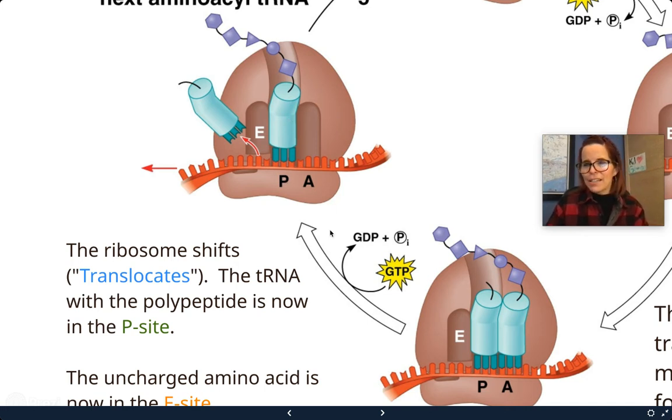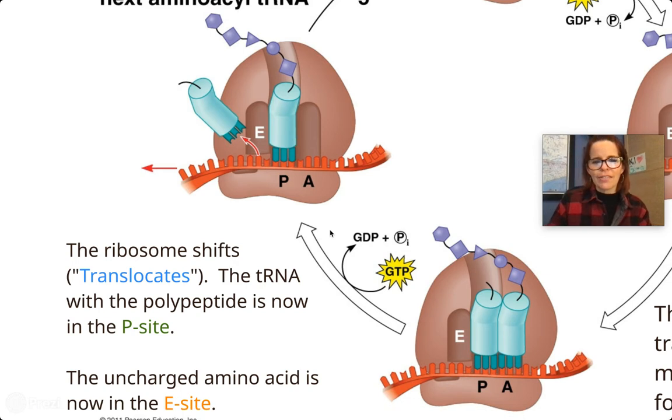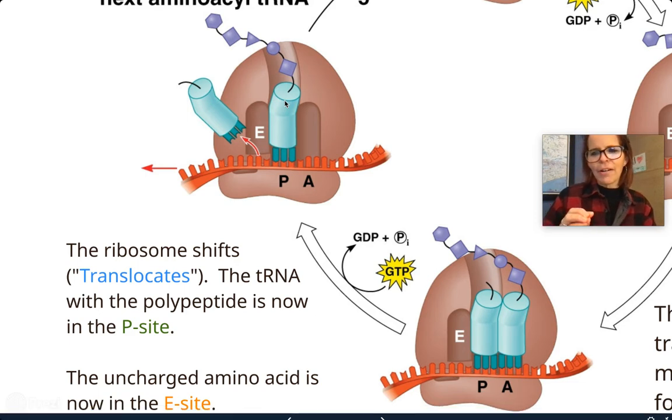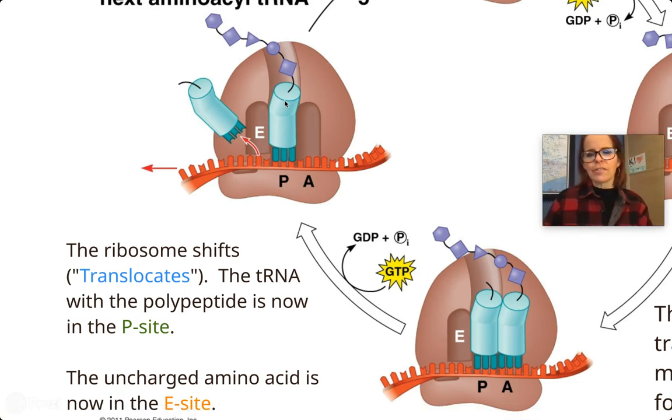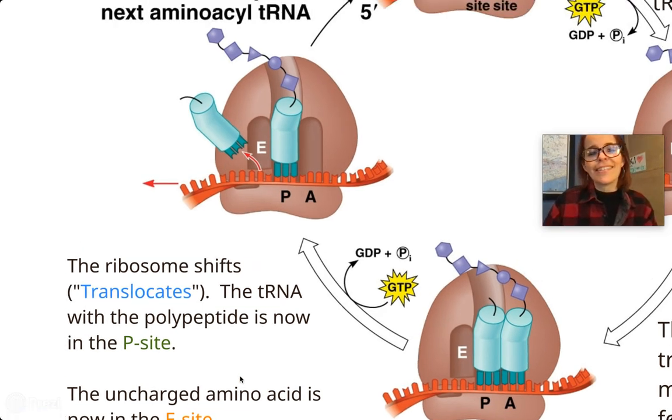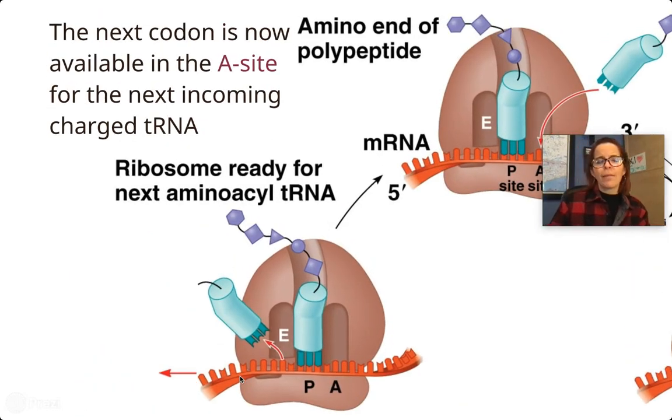A little bit of ATP or GTP gets used for this process also. And now the uncharged tRNAs, remember we called them trucks, that had their amino acids, we were calling them charged trucks. Now it's uncharged, it's empty, it doesn't have its product anymore. So the uncharged tRNA is now in the E site and it gets ejected. And then the whole process happens over again.